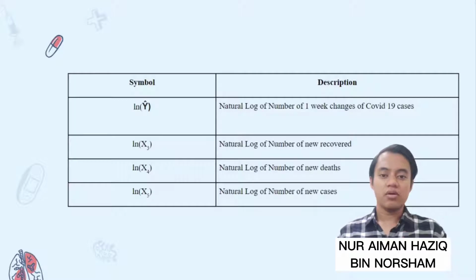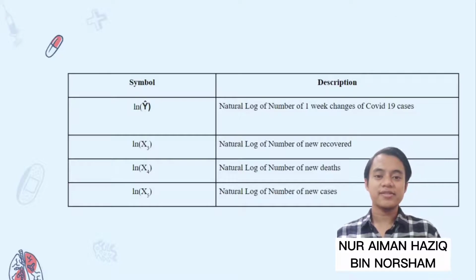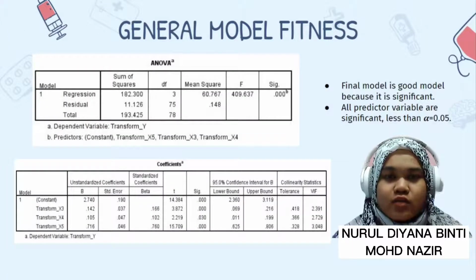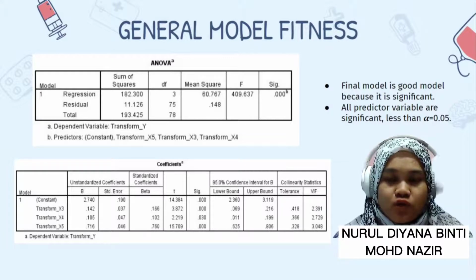And lastly, the ln X5 stands for natural log of number of new cases. Next is the general model fitness for the final model. We can see the final model is a good model because it is significant. The p-value given is 0.000. So, we can conclude that it is a good model.